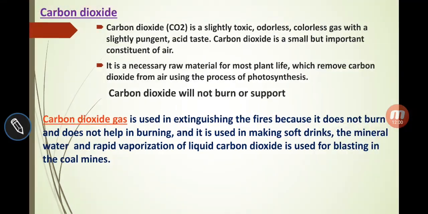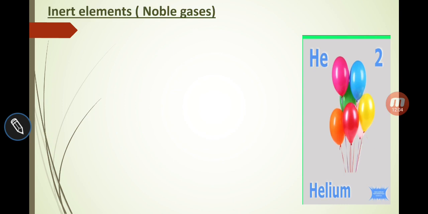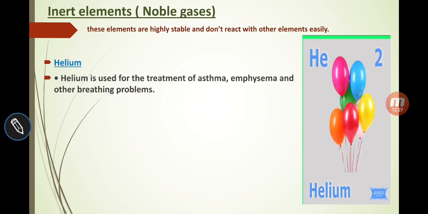Next, now we'll discuss inert gases. What are inert gases? Already we have discussed that they are noble elements. They do not react with any other elements because they are very stable. Their outer shells are completely filled. These elements are highly stable and don't react with other elements. We have already discussed these noble gases.